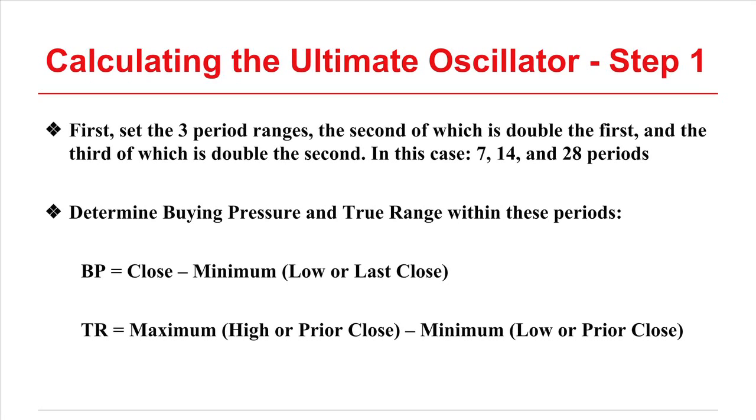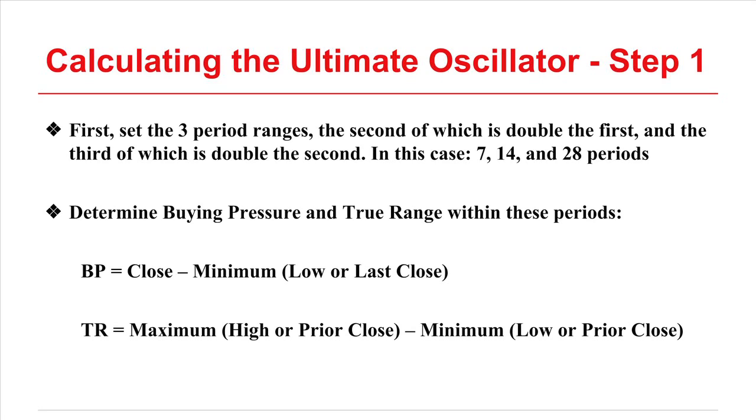Okay, I want to give a quick outline of how to calculate the ultimate oscillator and the weighting scheme that results in its values. First of all, you need to set 3 period ranges, the second of which has to be double the first, and the third is double this second value. So in this case, 7, 14, and 28 for the 3 ranges.